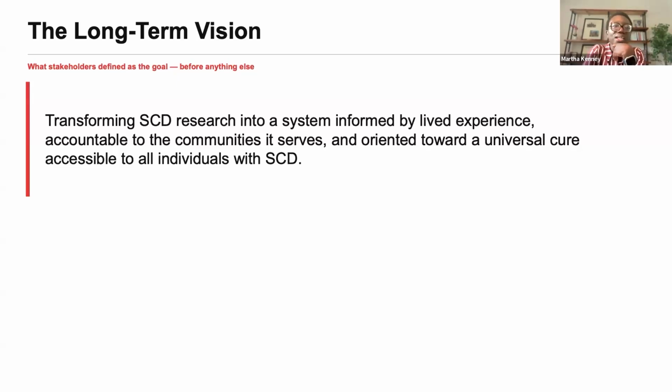And the goal that they defined was transforming sickle cell research into a system that is informed by lived experience, that's accountable to communities it serves, and oriented towards a universal cure that's accessible to all individuals with sickle cell disease, because that's their ultimate goal. How can we make research work for us in a way that not only improves the quality of lives of individuals living with sickle cell disease, but we're able to cure the disease because the cure is now available, right? So all things point towards that.